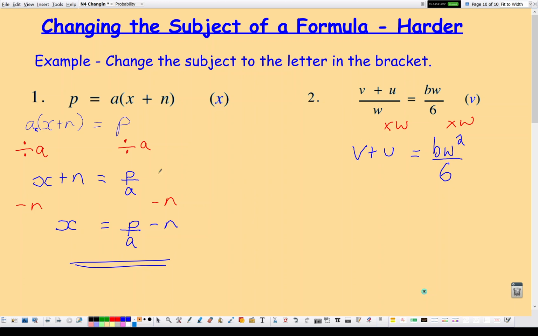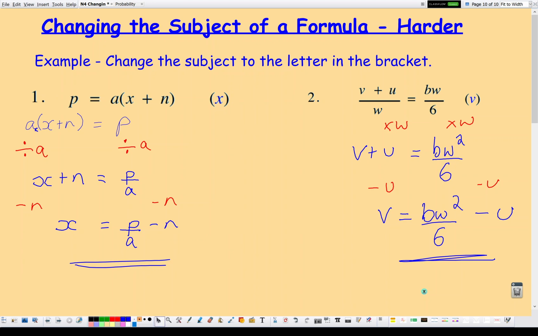Now we're in a similar position to where we were in the previous example. At this stage, we've got a plus u that we want to get rid of, so we're going to take away u from both sides. And that leaves me with v equals bw squared over 6. Now, look carefully at how I've written that. I have not written the fraction over the whole top line. That is a fraction on its own, bw squared over 6, and then we take away a u separately. So you must keep those in separate terms. Be careful, it's not the whole fraction over everything. bw squared over 6, and then we're taking away u.